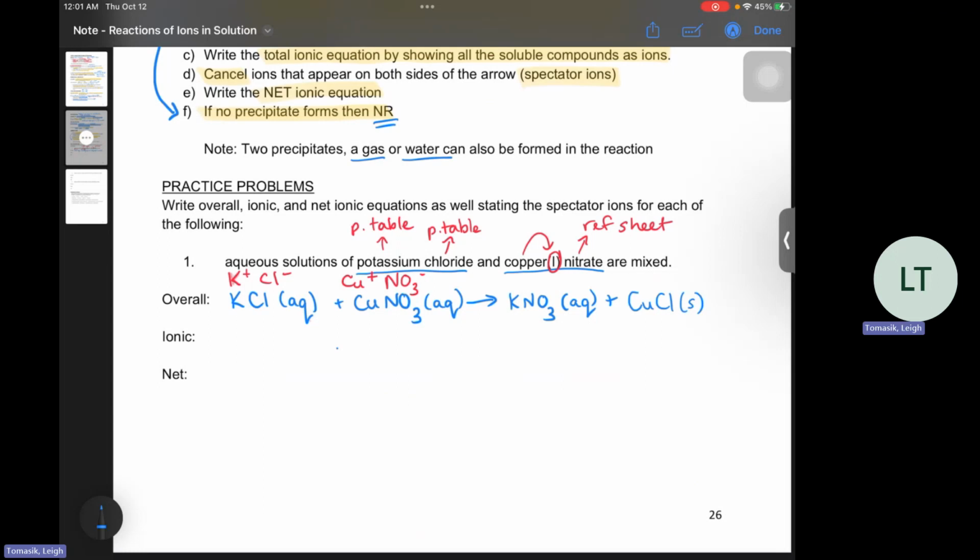So for the ionic equation, we are going to take a look at each compound. If it's aqueous, we are going to break it up into ions. Pretty boring. And you have to write aqueous, and you have to make sure you use the charge. This is copper 1 nitrate. So we're going to go back to before we used the crossover rule and just write out everything as an ion.